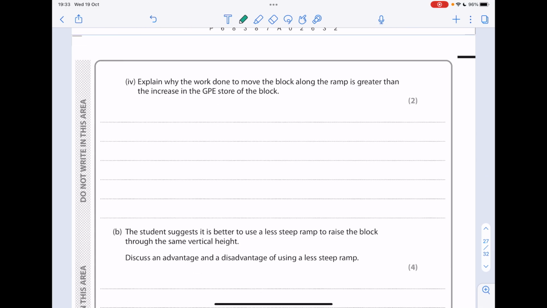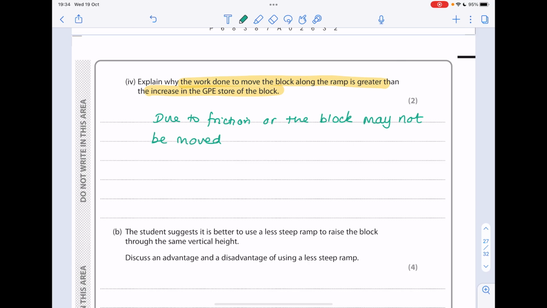Explain why the work done to move the block along the ramp is greater than the increase in GPE store of the block. So why could this be problematic, moving the block along the ramp? Well, that could be due to friction, or the block may not be moved at a constant speed.